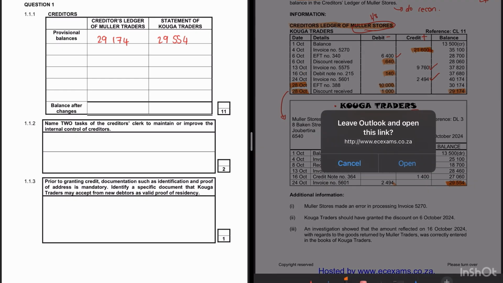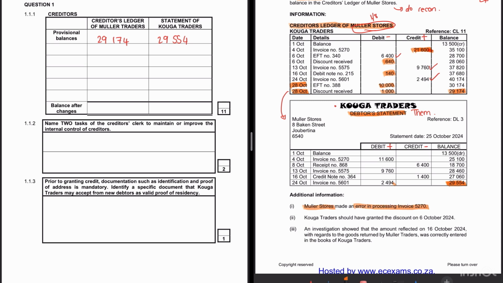Okay, so our first additional information. We're told that Muller Stores made an error in processing invoice 5270. So who is Muller Stores? Muller Stores is us. This amount's over here. And we see we've got the same amounts over here. So clearly the 11,600 was correct. So we'll say, what is the difference between 21,600 minus 11,600? And we get an amount of 10,000. Okay, and this amount is going to adjust Muller Stores because Muller Stores made the error. Okay, so we're going to minus that 10,000 to bring it down to this 11,600.